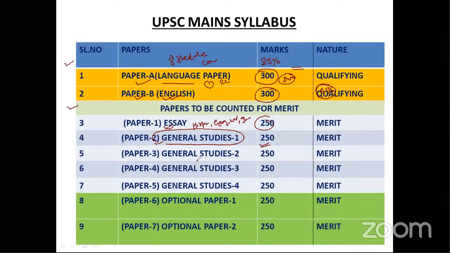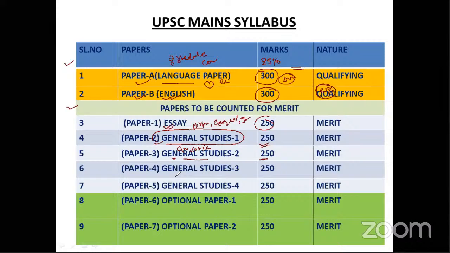Then paper 3, known as general studies 2. This paper covers governance, polity and international relations. So governance, polity and international relations will be your paper 2. This paper will again be 250 marks.